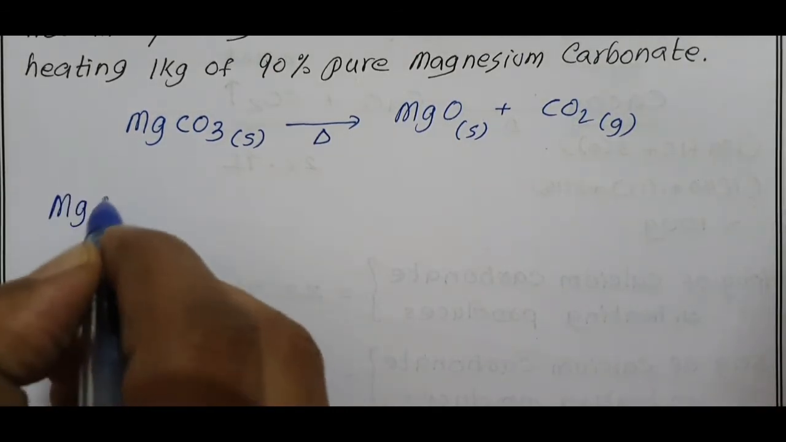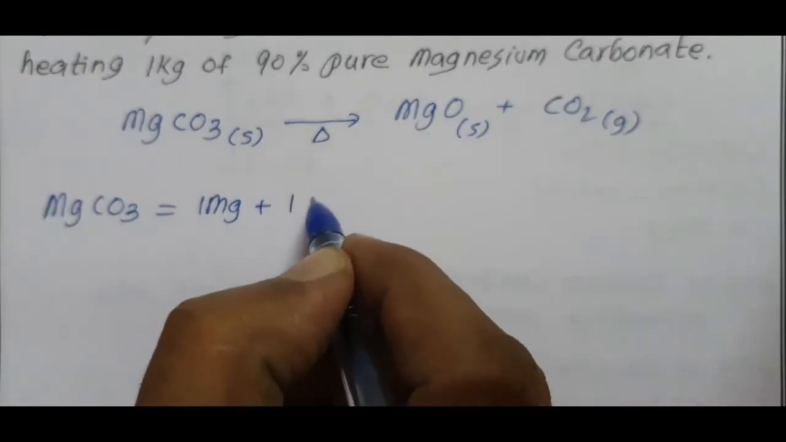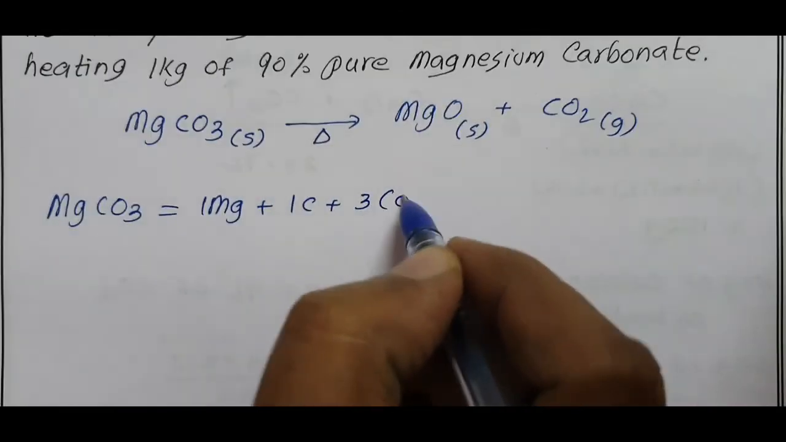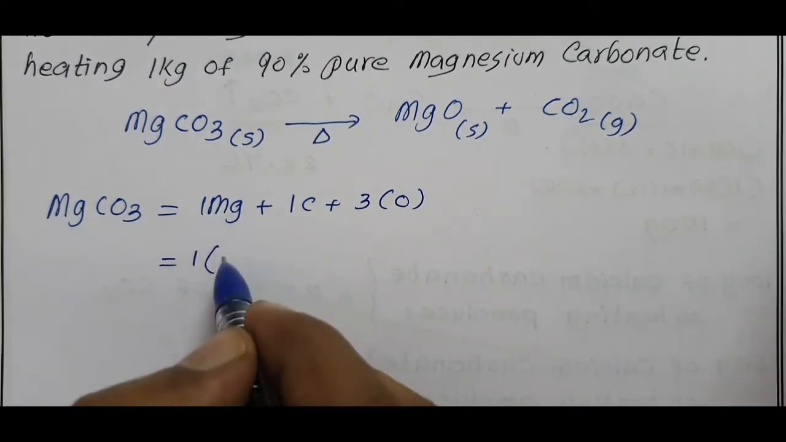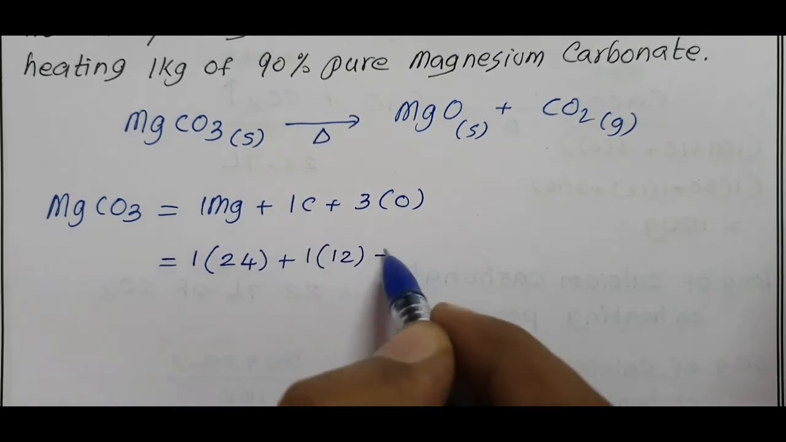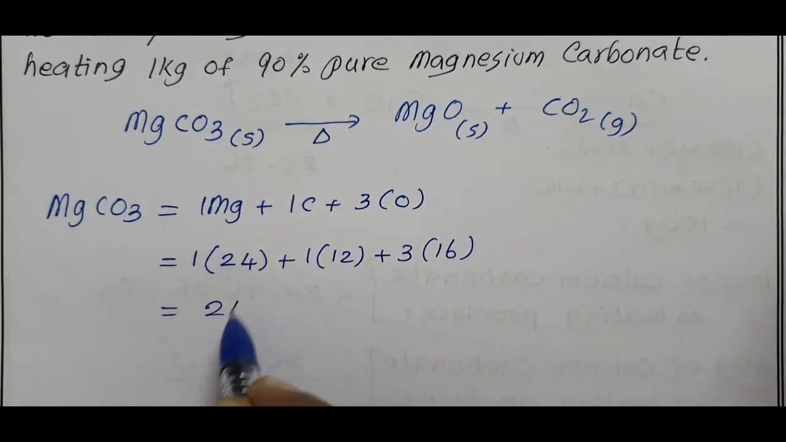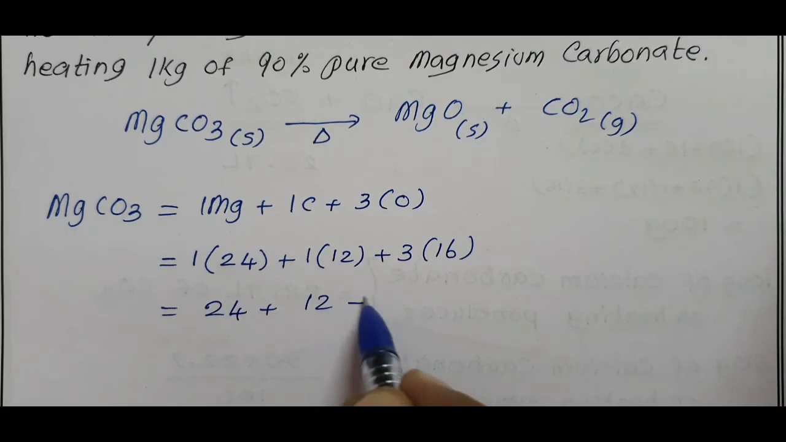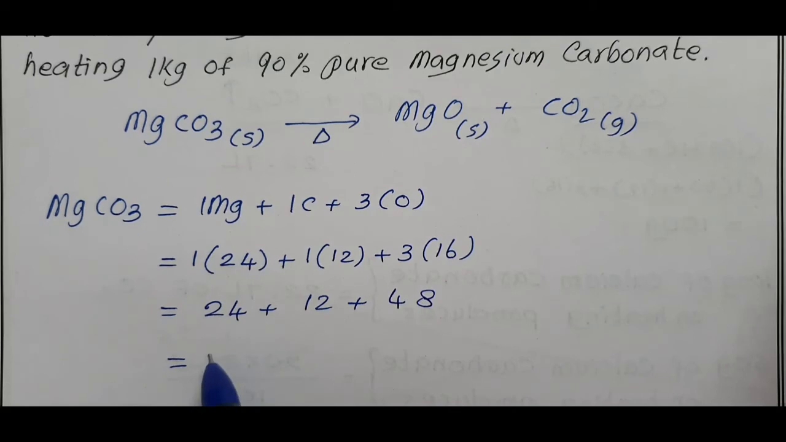MgCO3 contains 1 magnesium atom, 1 carbon atom and 3 oxygen atoms, that is equal to 1 into atomic mass of magnesium 24 plus carbon atomic mass 12 plus oxygen atomic mass 16, that is equal to 24 plus 12 plus 3 into 16 is 48. Molar mass of magnesium carbonate is 84 gram.